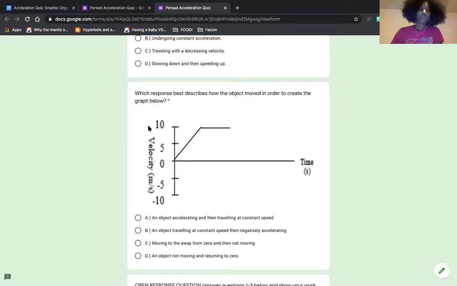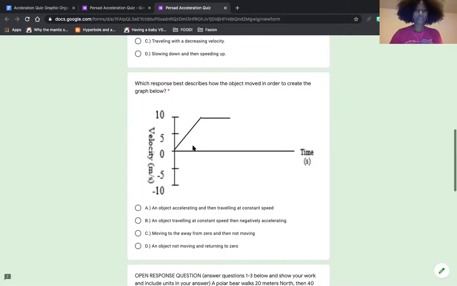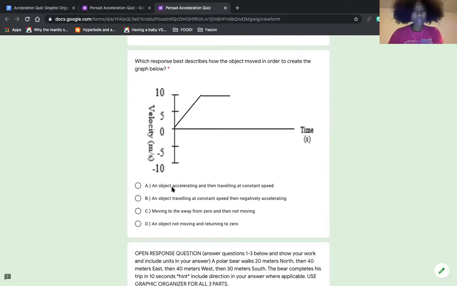Question 4. Which response best describes how the object moved in order to create the graph below? How did the object move in order to create this graph? An object accelerating and then traveling at a constant speed, an object traveling at a constant speed, then negatively accelerating, moving away from zero and then not moving, or an object not moving and returning to zero. Remember that this is a velocity time graph when choosing your answer.